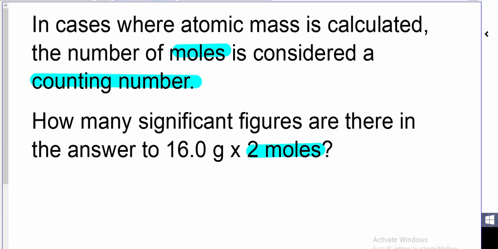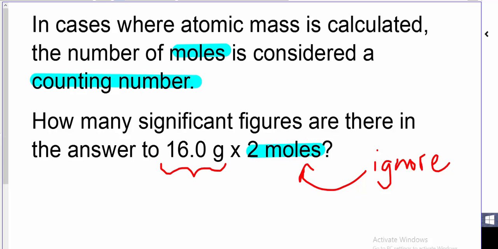So this is not a trick question, but it is testing you on whether or not you know to ignore counting numbers. Okay, so you would go ahead and do your calculation, but you would remember that it is going to be this piece of information, 16.0 grams, that determines the number of sig figs in your answer. So 16.0 has 3 sig figs, which means that my answer is also going to have 3 sig figs.